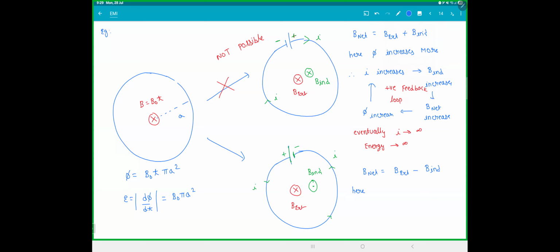So here, flux is increasing, so the B induced will decrease. So here, B induced opposes the increasing flux. This works for us. This is the kind of thing we need. This is a negative feedback loop system.